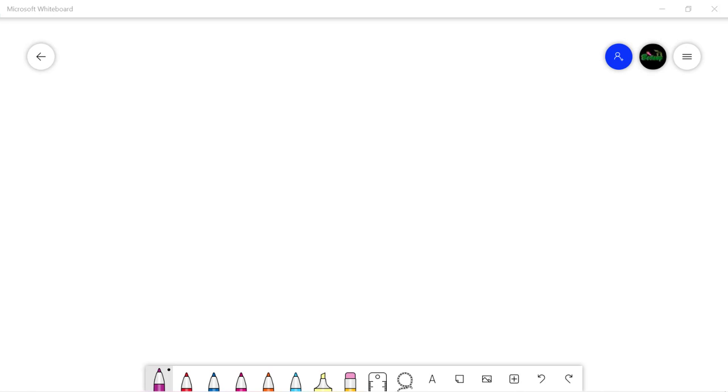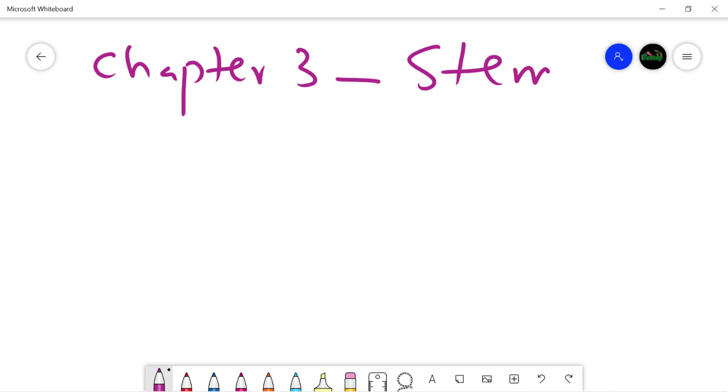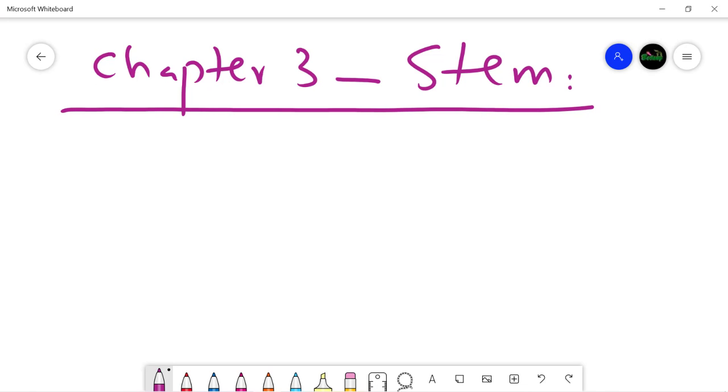Now it's time to begin our next chapter, chapter 3, and that is stem. So far we have covered 2 chapters. The first one was a brief one, parts of an angiosperm plant, and the second chapter was about root. So this is the third chapter on stem.